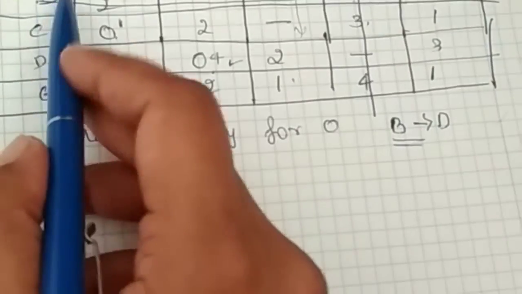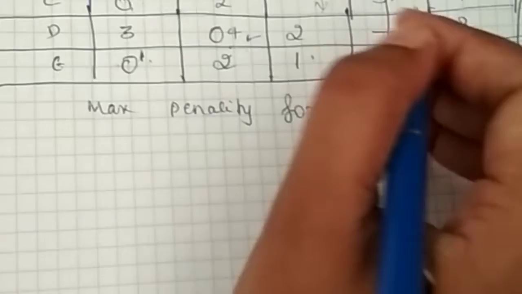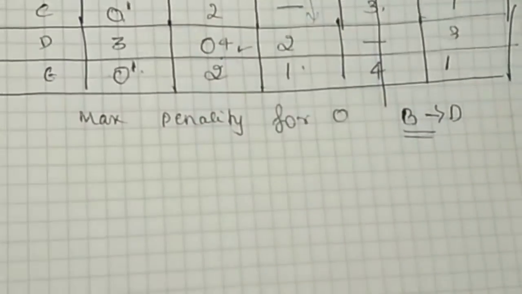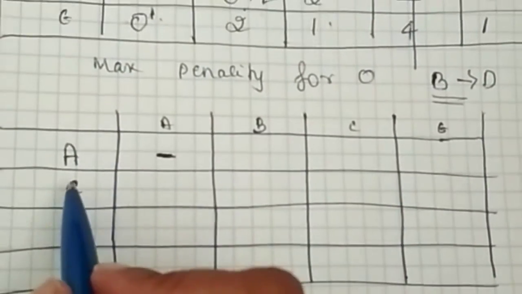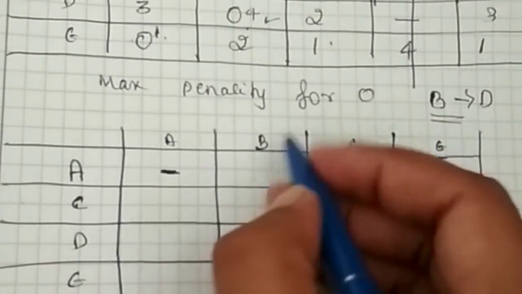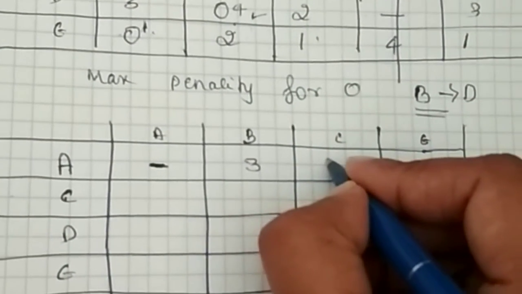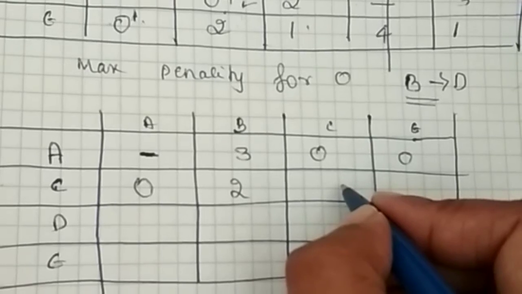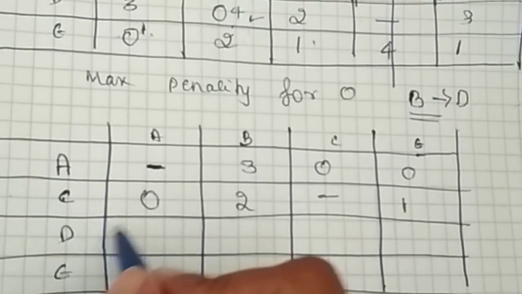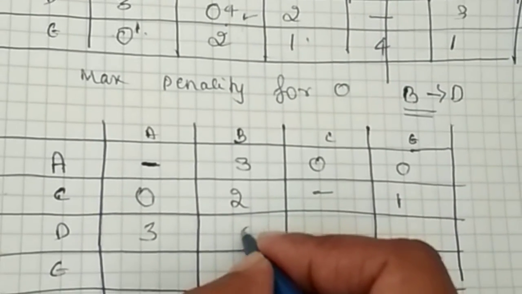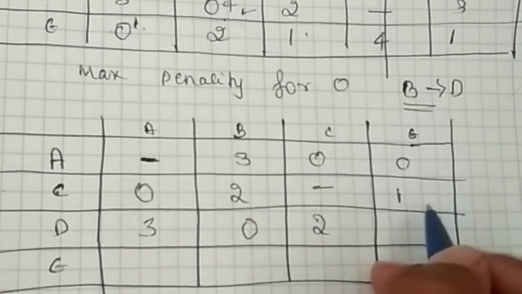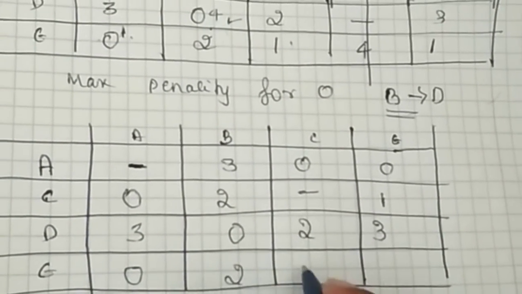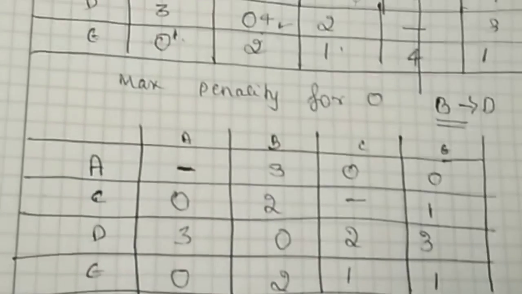Now, what you have to do? Now, this row B is gone, this column D is gone. Now, you have to write a matrix excluding these two. So, let me show you how to do that. This is the matrix. So I have removed B from this and D from here. And again, I am taking all values as they are. D to A is 3, D to B is 0, D to C is 2, D to D is not there, D to E again 3, and E to A is 0, this is 2, this is 1, and this is 1. Now this is the thing.